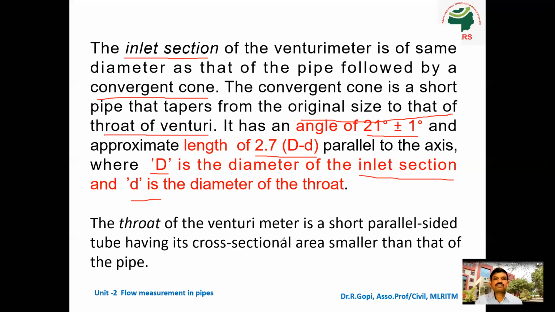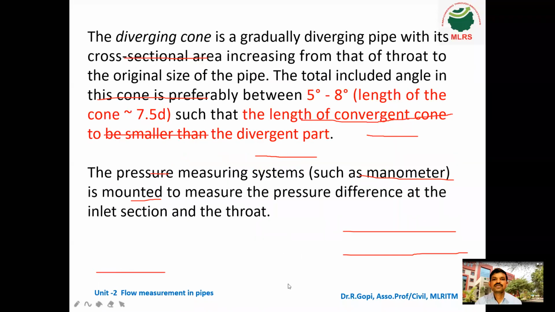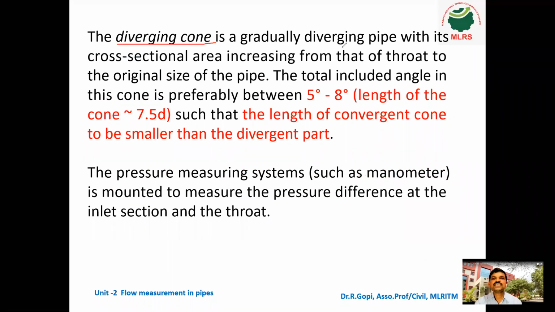The throat of the Venturi meter is a short parallel-sided tube having its cross-sectional area smaller than that of the pipe, very nearly half of that. Next, the divergent cone. The divergent cone is a gradually diverging pipe with its cross-sectional area increasing from that of the throat. From the throat, the cross section increases to the original size of the pipe.